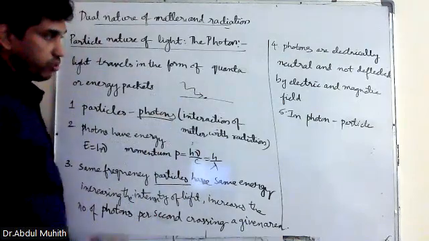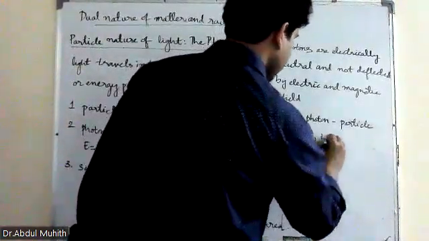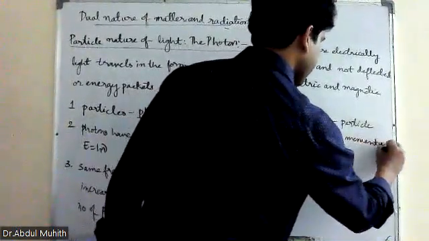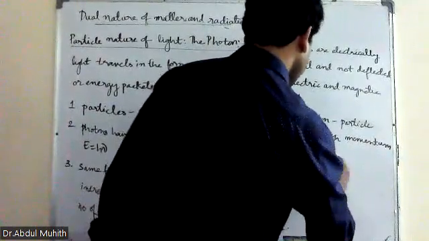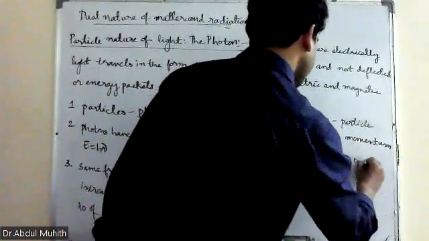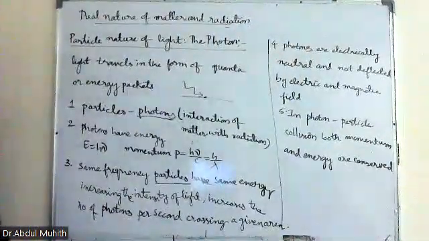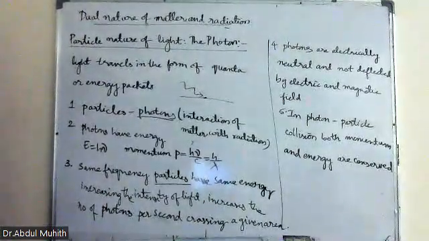So in photon particle collision, both momentum and energy are conserved. Is that clear? Okay, so this is what happens. These are the five natures.